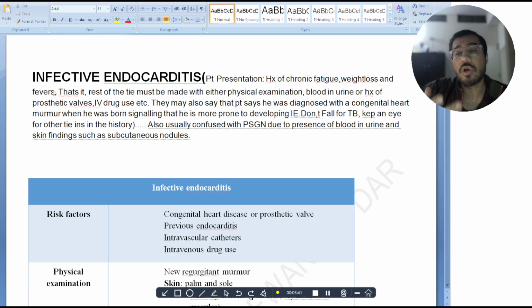And then they might also mention that there was no murmur at first, but after the patient presented, you auscultated the heart and you found a murmur. So a new onset murmur is also indicative of infective endocarditis, especially with this presentation of chronic fatigue, weight loss, and fever. And if you can find another thing as well, for example the high yield skin findings or blood in the urine, that's going to make it even easier for you to make the diagnosis.